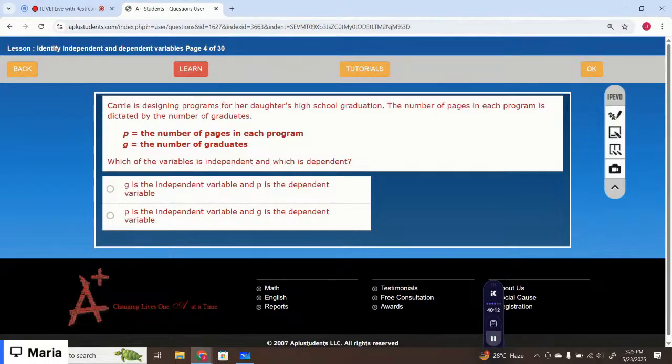Carrie is designing programs for her daughter's high school graduation. The number of pages in each program is dictated by the number of students.